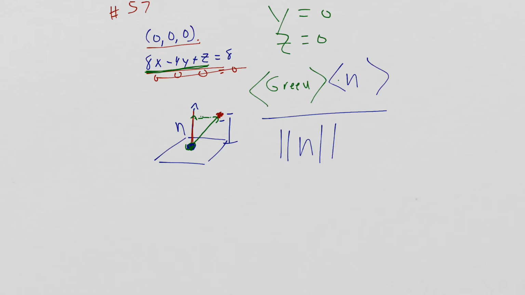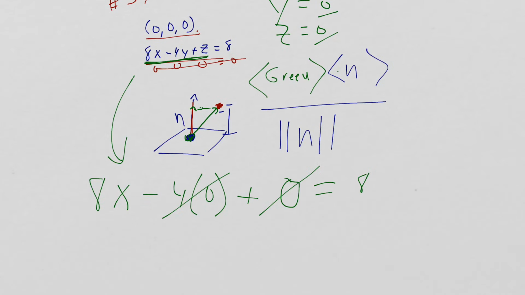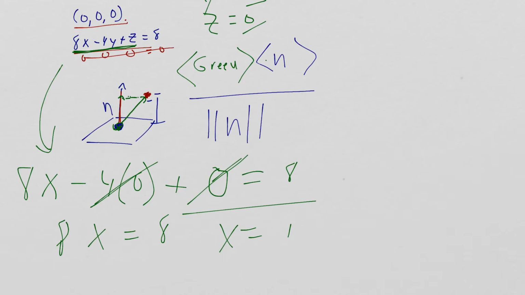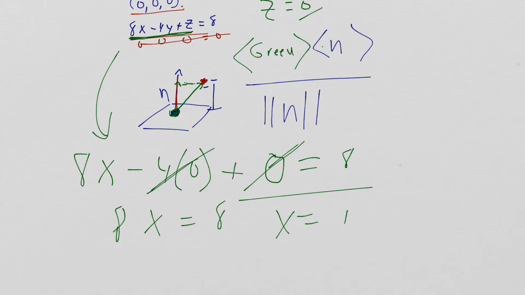So if I pick a z value of 0 and a y value of 0, I get 8 times x minus 4 times 0, right? I'm just putting in this equation, plus the z value of 0, that equals 8. So this cancels off, so I have 8 times x equals 8. Well, x then must equal 1. So now I have my point right here. That point is 1, 0, 0.